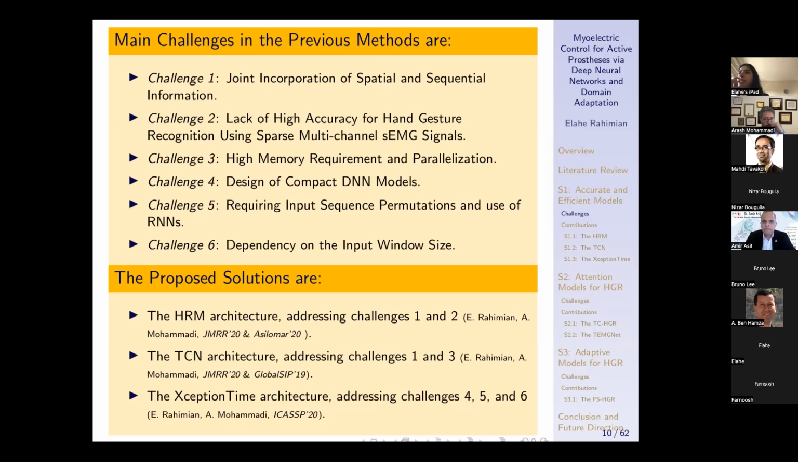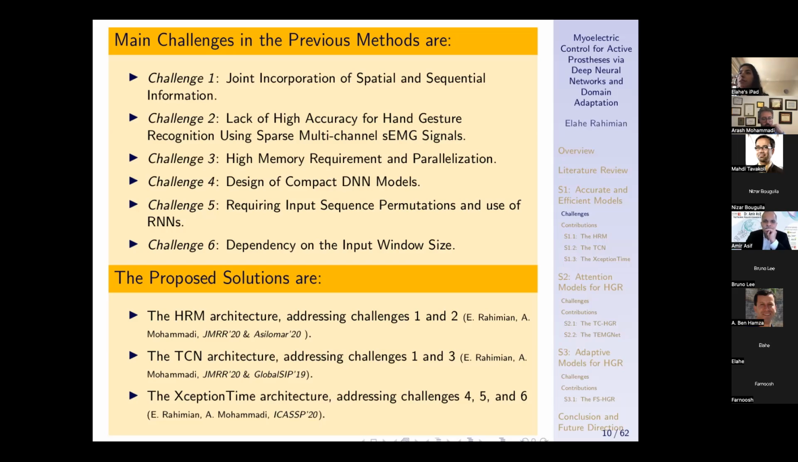Challenge number three is when we use LSTM or RNNs for sequence modeling, and they have some problems that I will talk more about in the following slides. Challenge number four is about the number of parameters in DNN models. Sometimes DNN models have a lot of parameters, and it is challenging to embed them into prosthesis controllers.